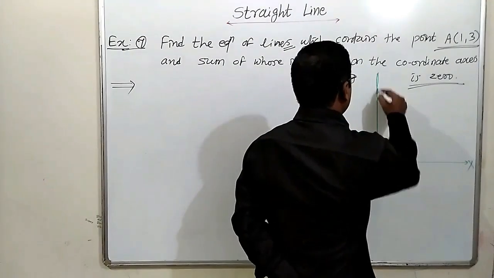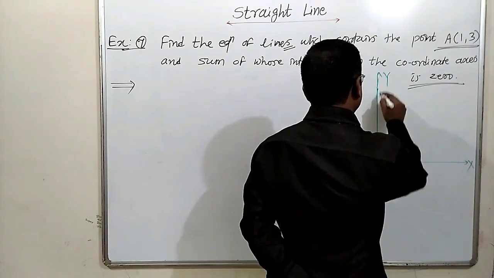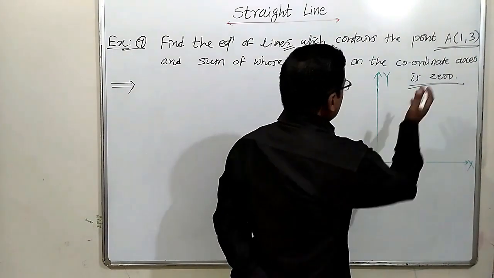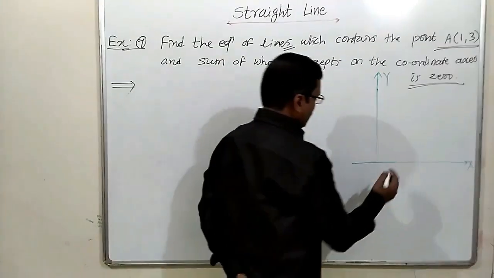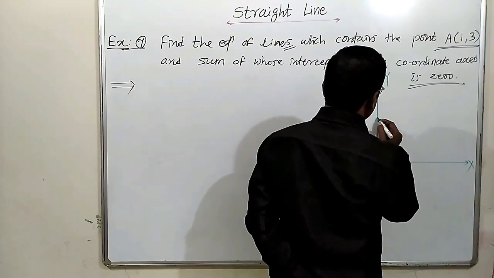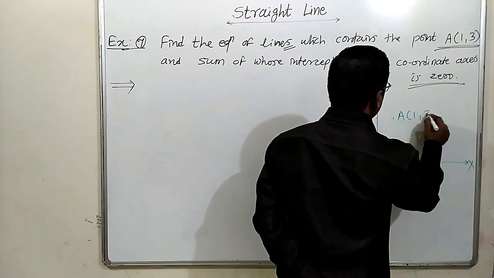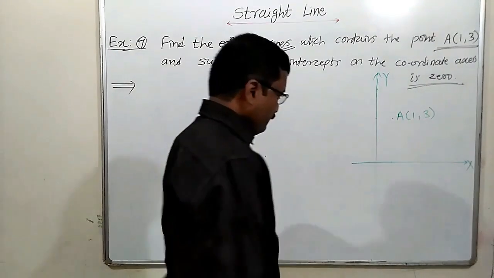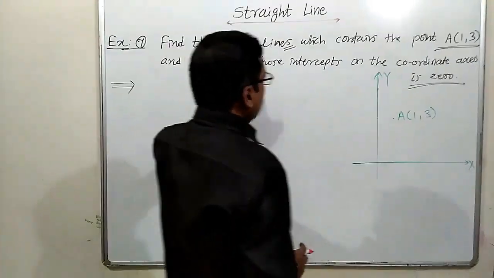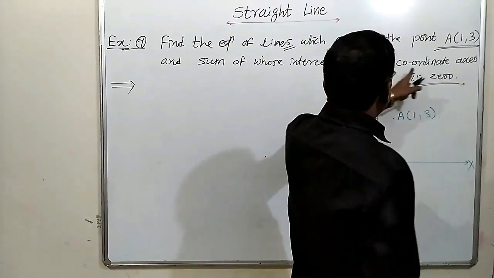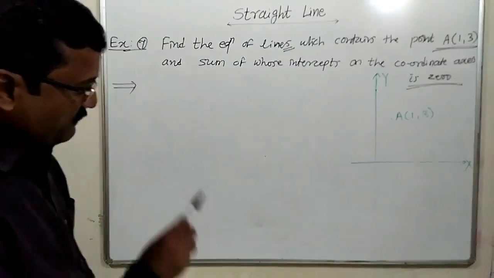This is the x-axis and this is the y-axis. The line contains the point (1, 3), which means it passes through (1, 3): x is 1 here and y is 3 here. So the line passes through point A(1, 3). And what is the nature of that line? It passes through (1, 3) and the sum of the intercepts is 0. So before that, we will write something here.